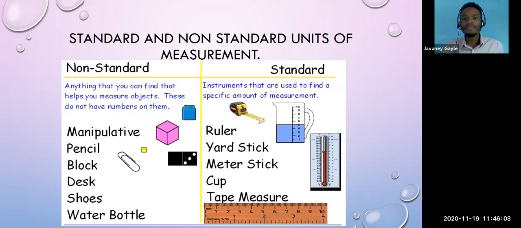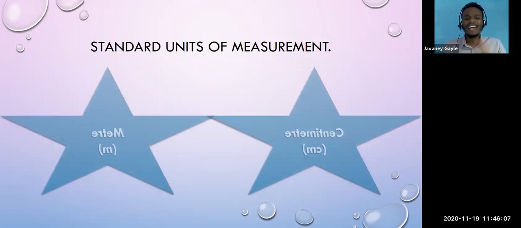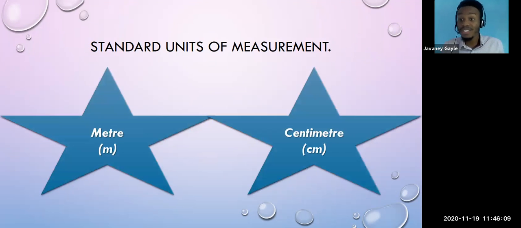All right, so moving on. So continuing standard units of measurement. I wonder if anybody has ever seen these words. Can you pronounce these words? Any boy or girl can pronounce these words? Great. This is meter, metre, and this is centimeter, centimetre. Now, boys and girls, ensure that you can spell these words.